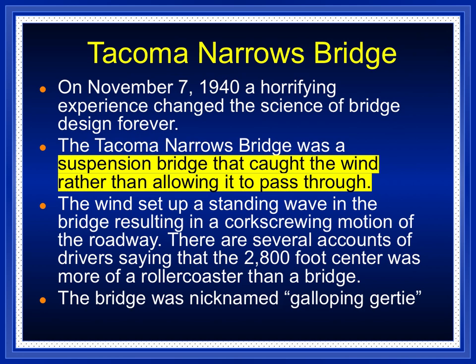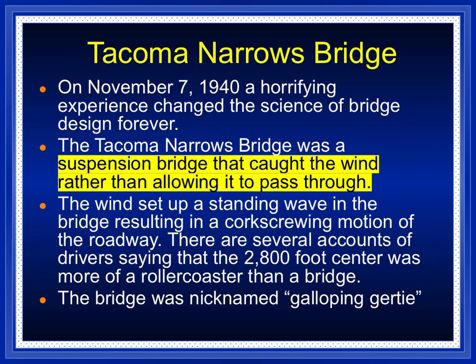The Tacoma Narrows Bridge. On November 7th, 1940, a horrifying experience changed the science of bridge design forever. The Tacoma Narrows Bridge was a suspension bridge that caught the wind rather than allowing it to pass through. The wind set up a standing wave in the bridge, resulting in a corkscrewing motion of the roadway. There are several accounts of drivers saying that the 2,800-foot center was more of a roller coaster than a bridge. The bridge was nicknamed Galloping Gertie.